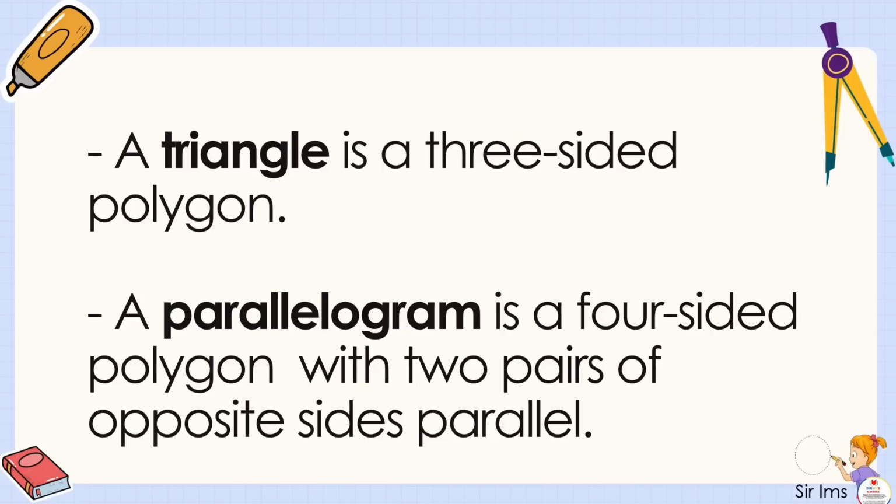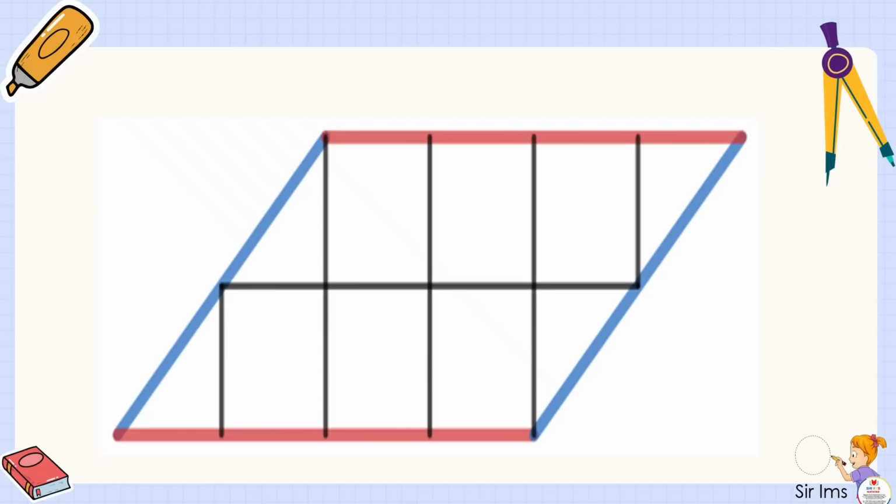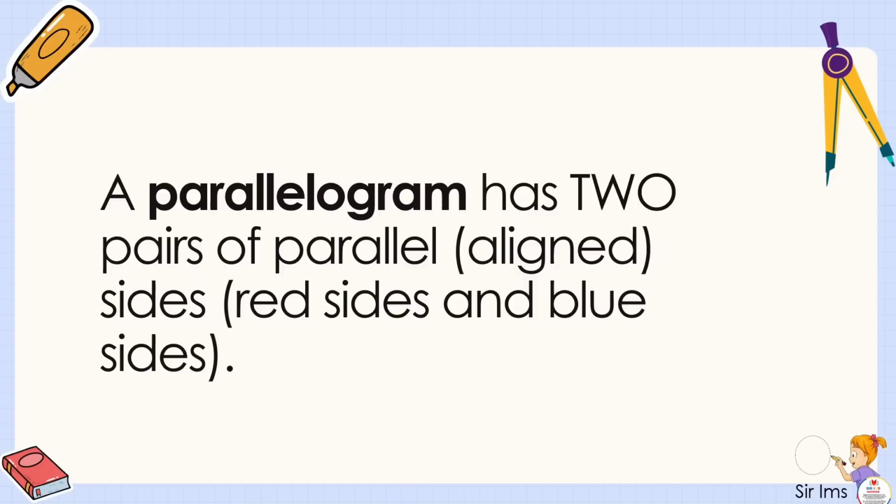A triangle is a three-sided polygon, while a parallelogram is a four-sided polygon with two pairs of opposite sides parallel. Here we have a sample figure of a parallelogram. A parallelogram has two pairs of parallel or aligned sides, the red sides and the blue sides. Yung picture kanina na pinakita natin, we can see na parehas na aligned yung both sides. Both red sides and blue sides are all aligned.